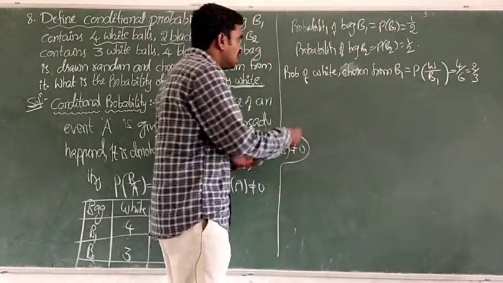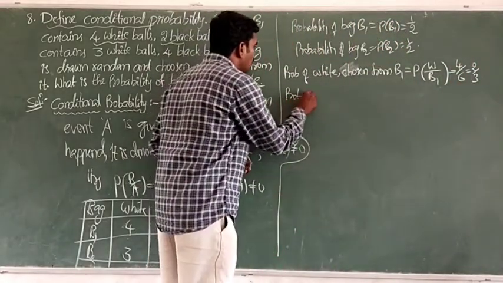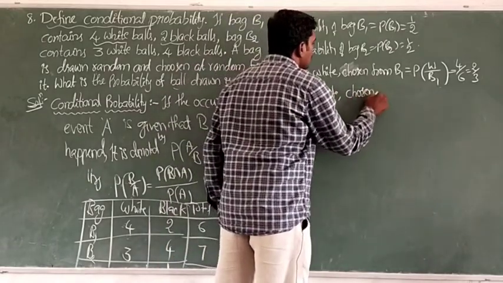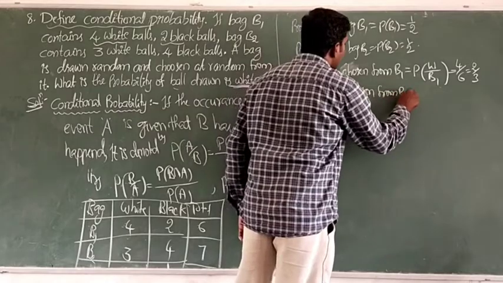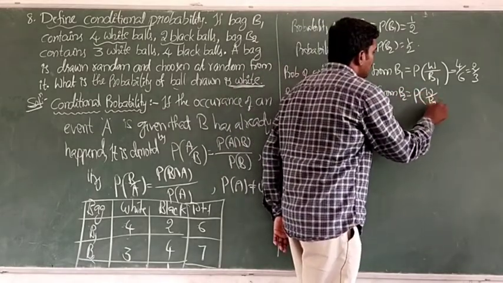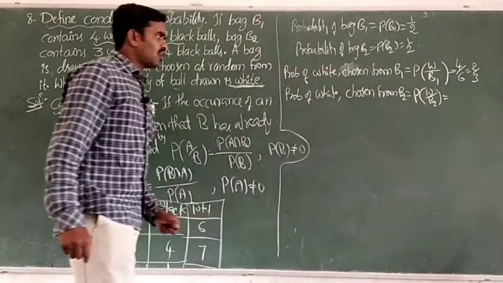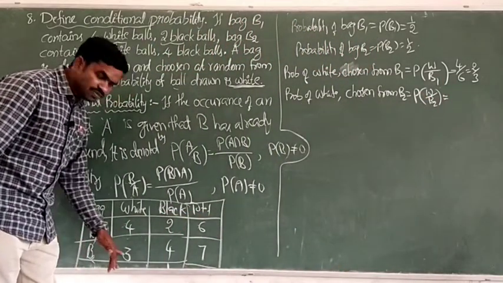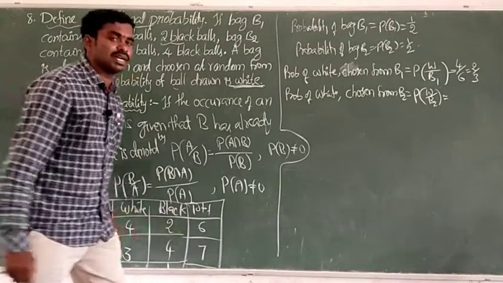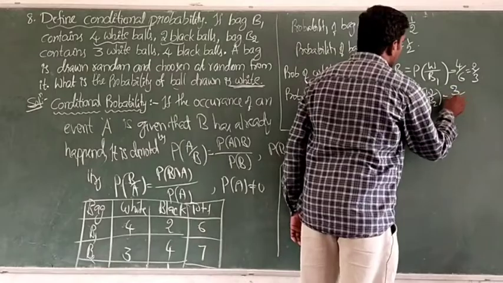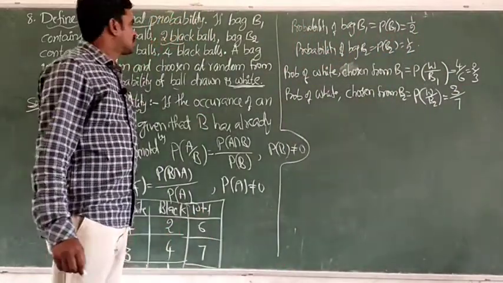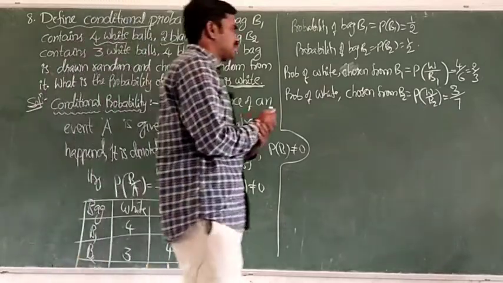Okay. Similarly, can you tell me the probability of white chosen from B2? B2 means bag B2. That can be written as white by B2 is equal to, now tell me how many white balls in bag B2? 3 are there. Total number of balls 7. So the probability is 3 by 7. This is the information we have gathered. Now again take the question.